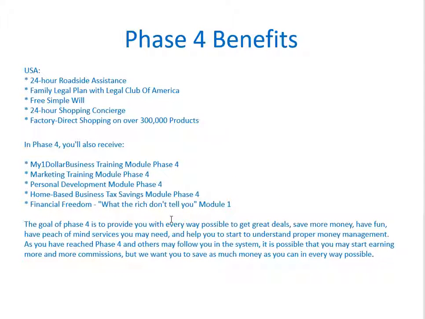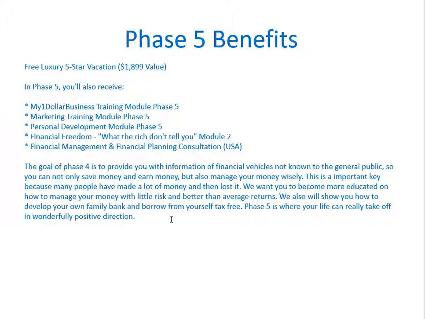So, once you're in the phase 4 level, you're making money. Now you need to begin to think in terms of how to preserve and make your money work for you. And that's what we're going to talk about for the phase 5 benefit. Once you reach phase 5, and remember, it requires you to have 10 personal referrals and 100 in your downline. That's what it took to get to phase 5.